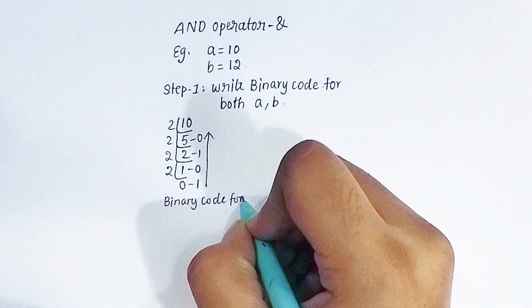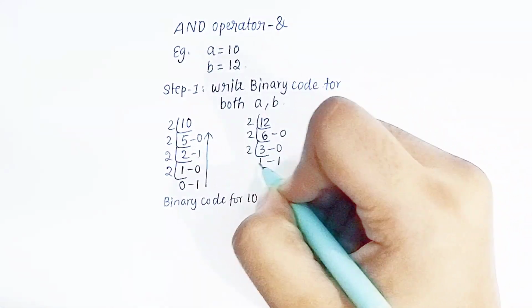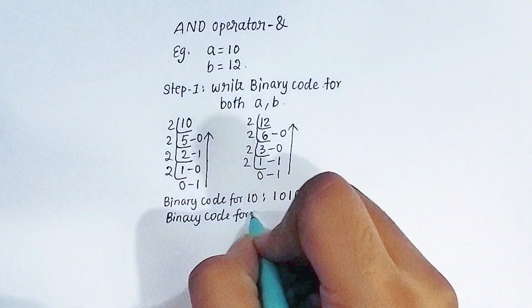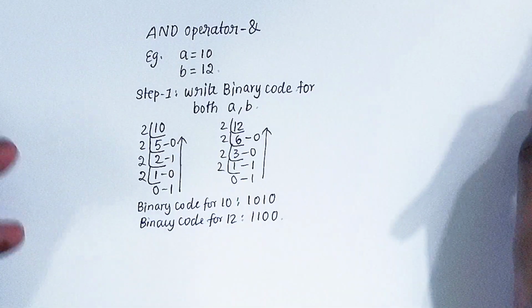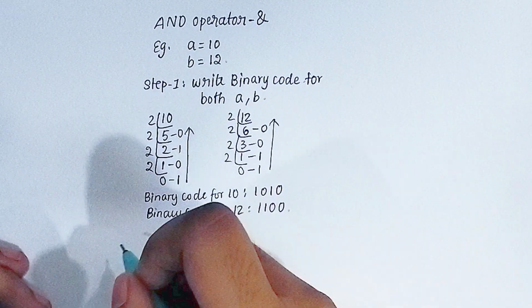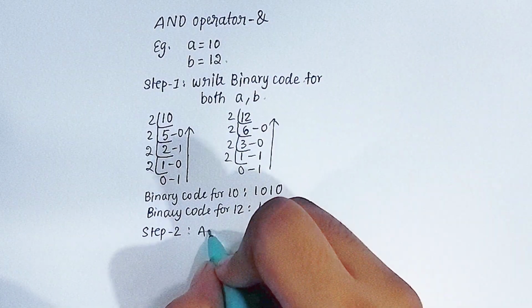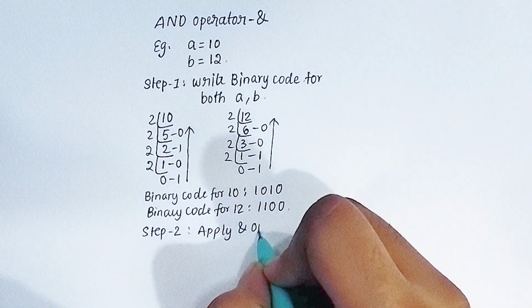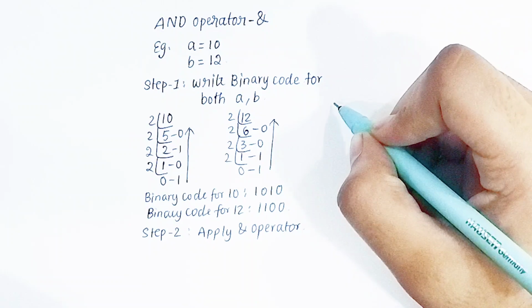The binary code for 10 is 1010, and for 12 we'll be getting 1100. After writing the binary codes of these two numbers, we will be doing step 2, and that is to apply the AND operator in between these two numbers. So we need to apply the AND operator, and let's see how we can do it.